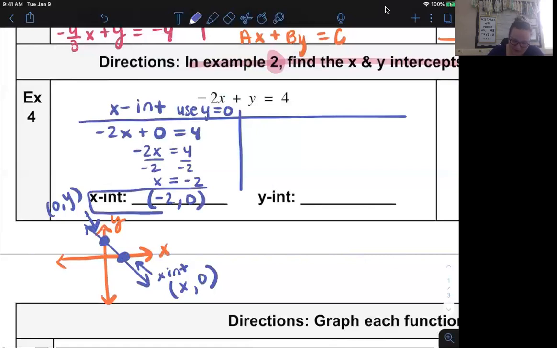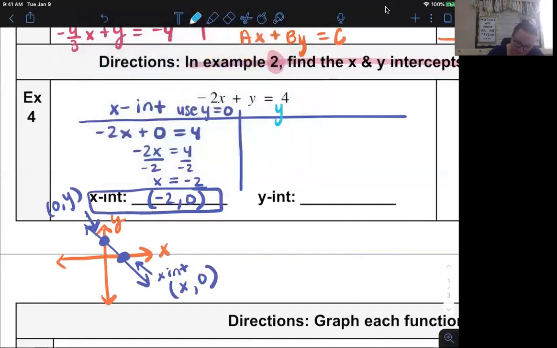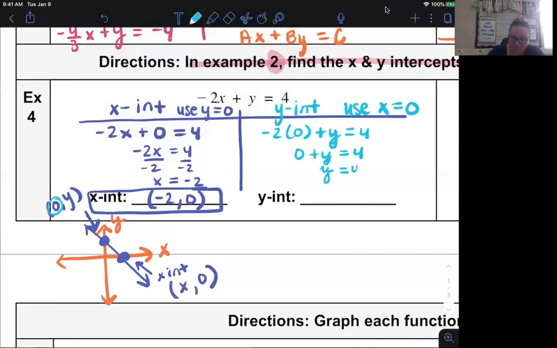So there's our x-intercept. Now let's find our y-intercept. So for a y-intercept, you're going to use x equals 0, because x is always 0 for a y-intercept. So we're going to plug in 0 for x into our equation. Negative 2 times 0 is just 0. 0 plus y is just y. So we get y is equal to 4. That means that we have a y-intercept at 0, 4.